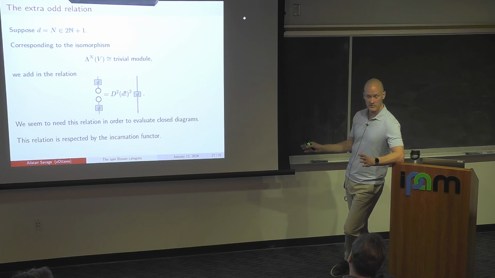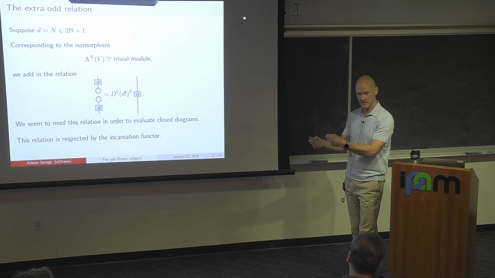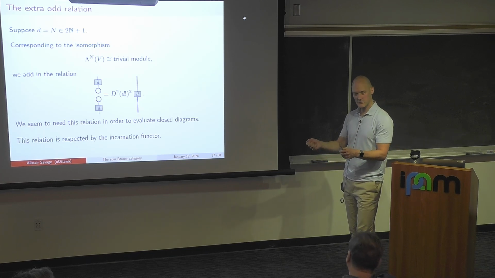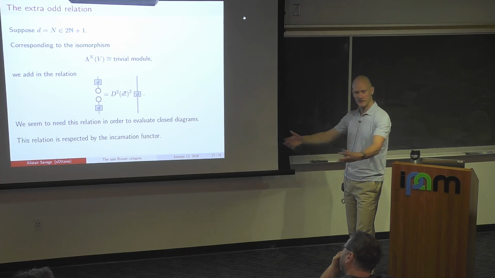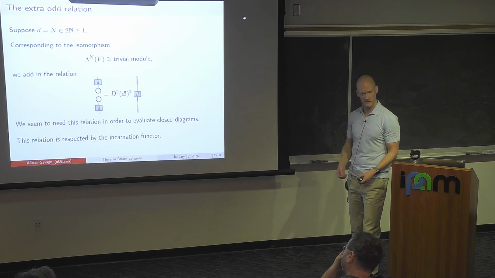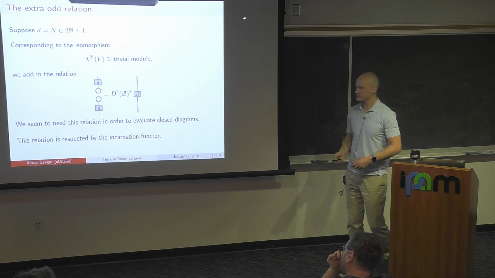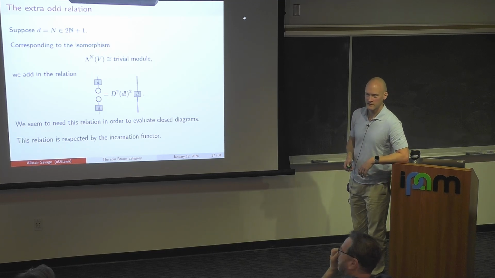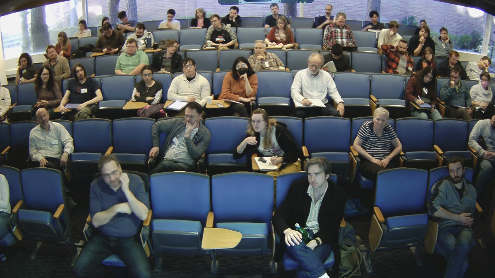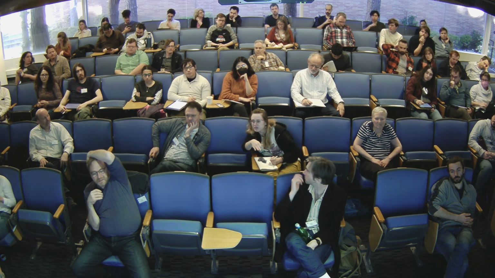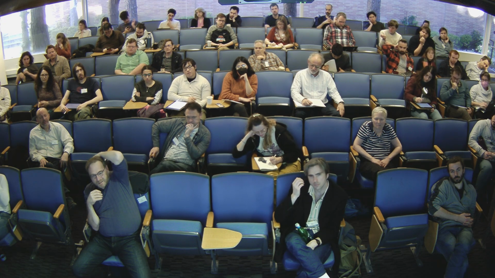We can always evaluate closed diagrams. We have this little trick. But when d is an odd integer, both sides of this trick become 0, and the trick doesn't go through. So you need this extra relation. Do you need capital D to be expressed in terms of small d for this relation, or can capital D be anything? Capital D can be anything, yeah.